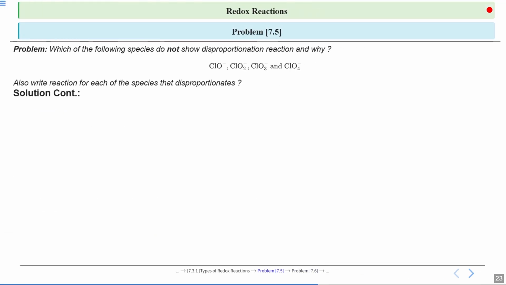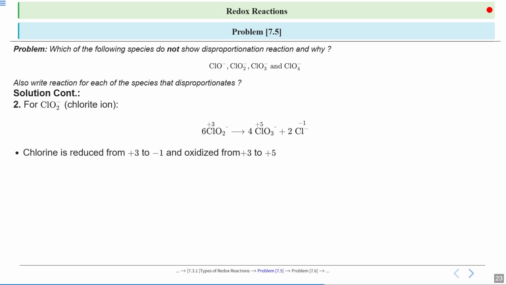While in the next one, that is ClO2 negative, the chlorite ion, the reaction is 6 ClO2 negative gives 4 ClO3 negative plus 2 Cl negative. So in this reaction, the chlorine is reduced from +3 to -1 and oxidized from +3 to +5. So again, the ClO2 negative shows a disproportionation reaction.